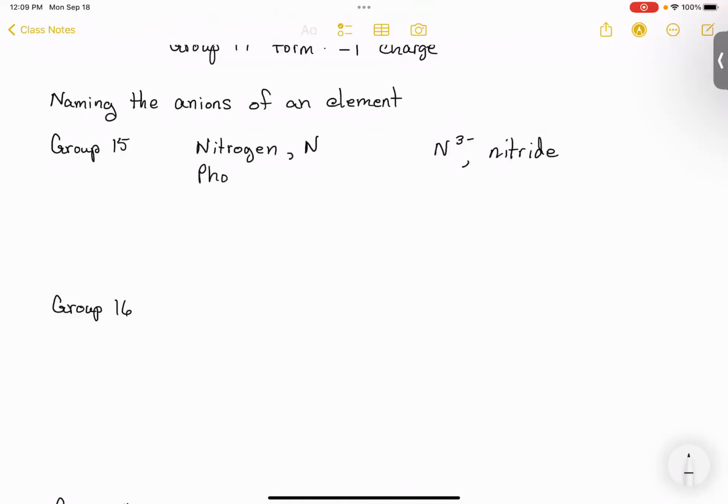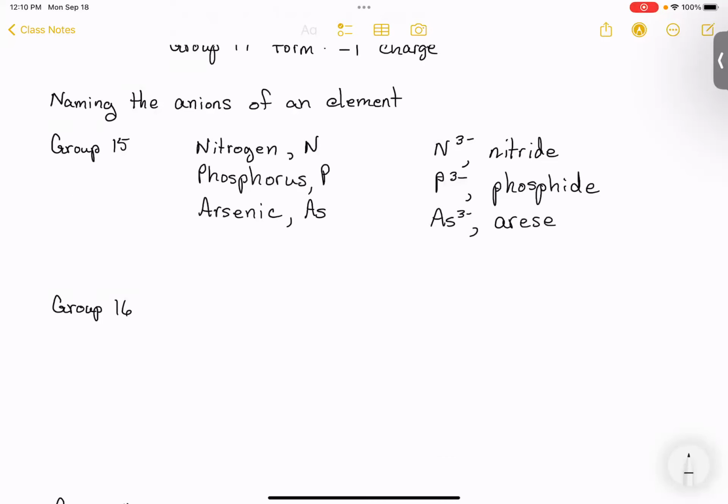The next one is phosphorus, which is a P. Because it's in group 15, it does form a 3 minus charge, and that becomes phosphide. Arsenic is a metalloid in that one. It is As. When it forms a charge, it will be As3 minus because it's in group 15 and it becomes arsenide. I could spell arsenide.